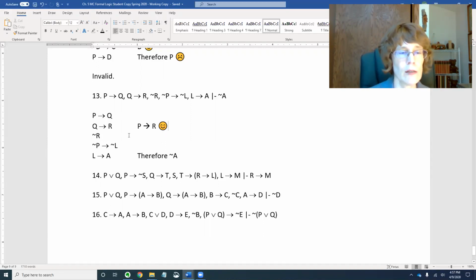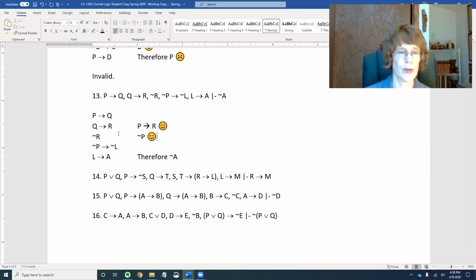If P then R, not R, can you conclude something at this point? If so, what is it? And is it a valid or an invalid inference that takes you there? Pause the video, think for a bit, come back when you're ready. Okay, can you? Yes. What can you conclude? Not P. Is that valid? Sure is. Because we have if front then back, opposite back, we're concluding then opposite front. That works.